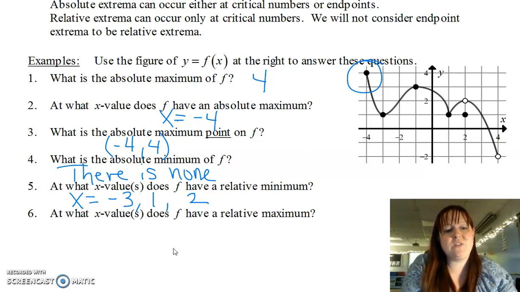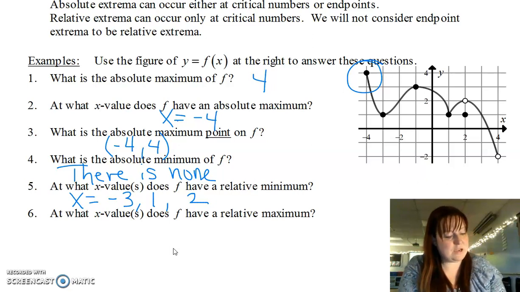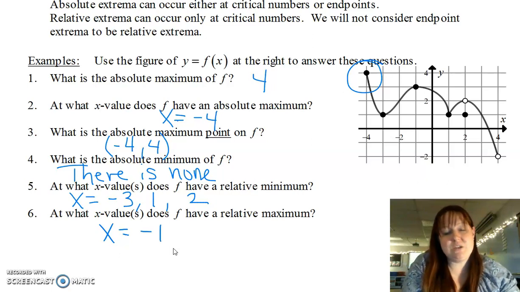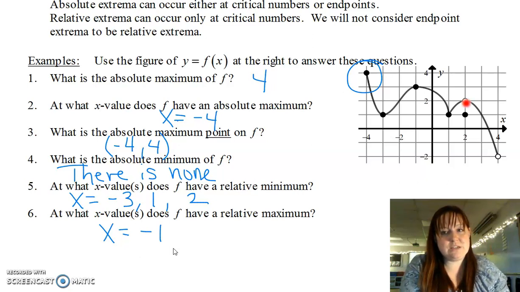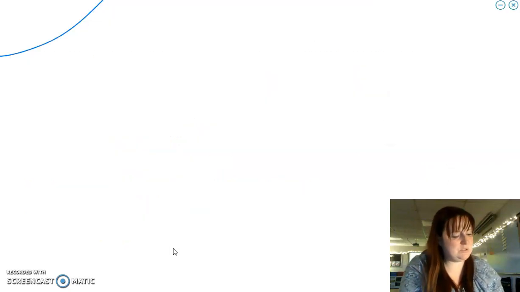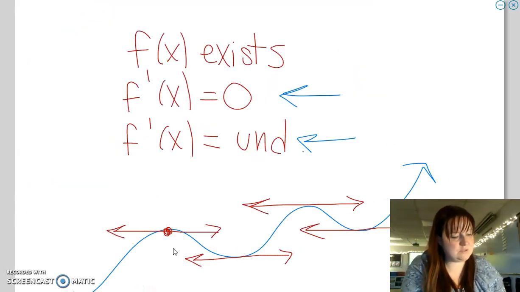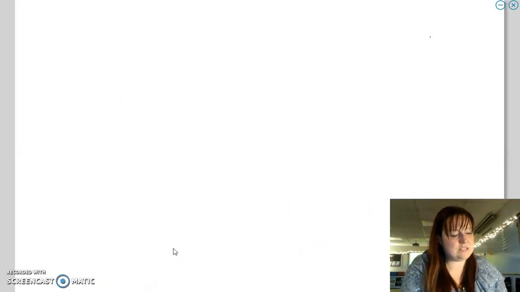All right, and then at what x values does it have a relative maximum, or a local maximum? Well, that would be at x equals -1, and just at x equals -1, because this point right here doesn't actually exist, and so this would not be a relative maximum. Graphically, it's sometimes a little harder to see than it really is with just the math. So let's look at the math on this one and see what that says.